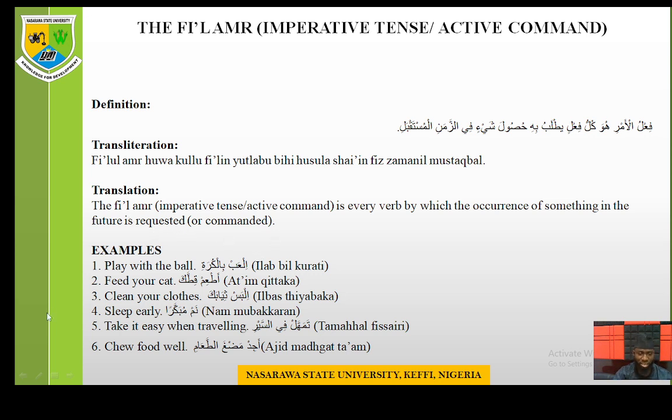Like you say to somebody, il'ab bil-kura, play with the ball. You are commanding him to start playing with the ball in the next few minutes, which is in the future. So you are asking him to do something in the future. At the end, it'am qitataka, which is feed your cat. You are asking him to feed his cat in the next few minutes or in the next hours. That is, you are commanding him to do that thing. So you can read the examples.